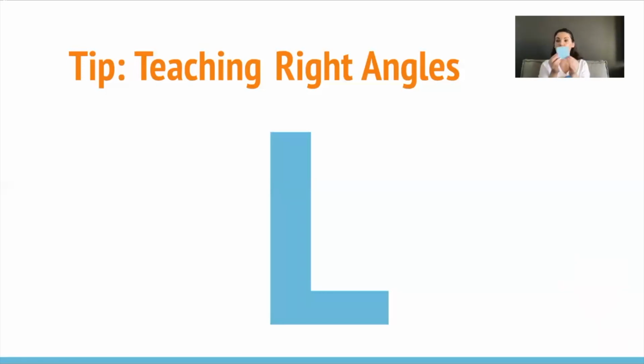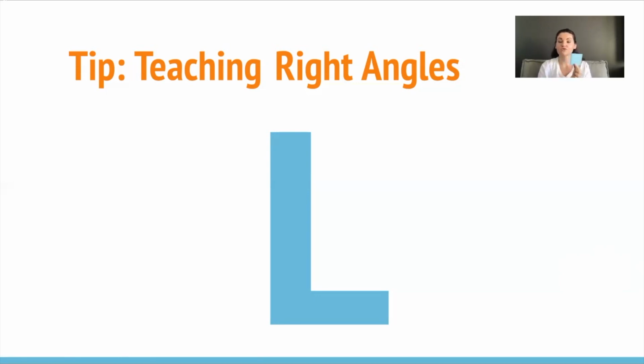Additionally, I like to have children use Post-it notes to help them identify and find right angles. They can see the way that the angles in this Post-it note, which happen to be a square, if this Post-it note is a square, fit right inside the letter L on my fingers.